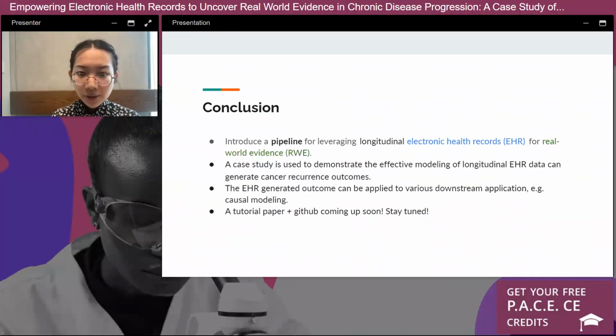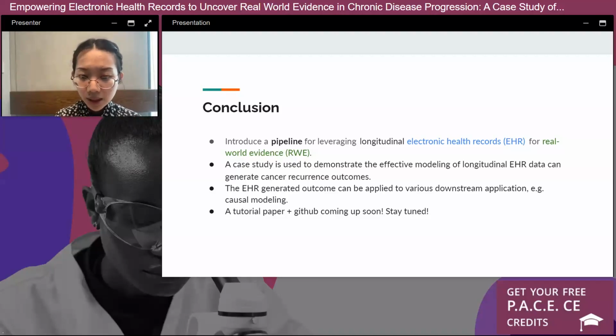Right. So in conclusion, we briefly introduced you a pipeline for leveraging longitudinal electronic health records for real-world evidence. And we also provided a case study to illustrate the effective modeling of the longitudinal EHR data to generate cancer recurrence outcome. And these EHR generated outcomes can be further applied to various downstream applications. For instance, it could be leveraged in doing causal modeling for observational studies.